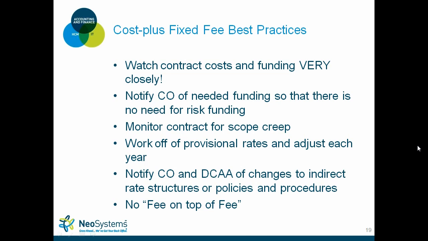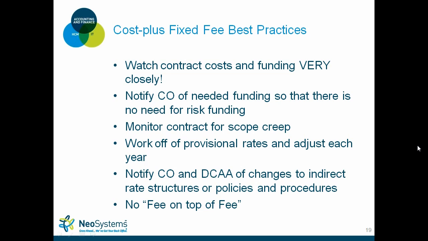Monitor your contract for scope creep. That happens very often in cost-plus type work because the government is very unsure of the amount of effort it will take. So obviously, if the scope does change, you need to notify your contracting officer. Work off of provisional rates and adjust those rates each year.